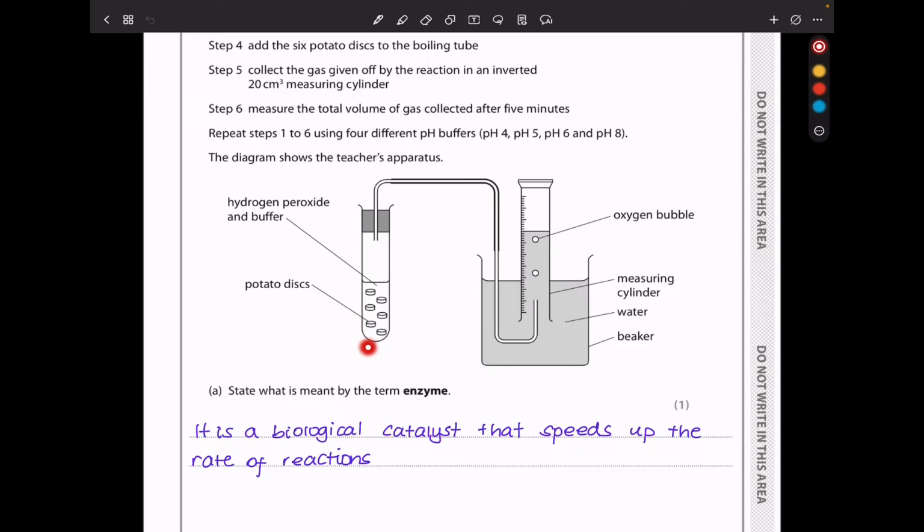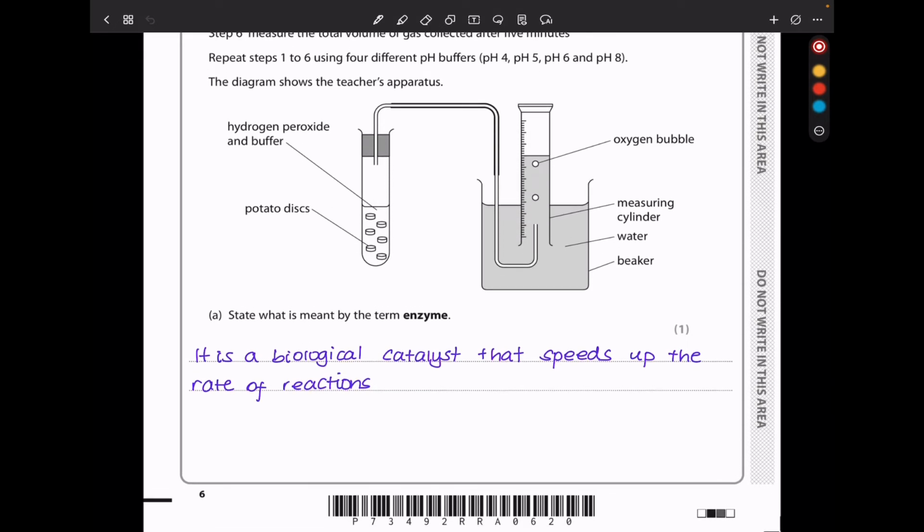So we have the hydrogen peroxide here with a buffer to maintain the pH, and then we have the potato discs. We can see they're broken down into smaller pieces so that the surface area is increased, since the enzyme catalase is leaking out of the potato into the solution of hydrogen peroxide for the reaction to occur. And here we see oxygen gas, which is a product, is collected over water in an inverted measuring cylinder.